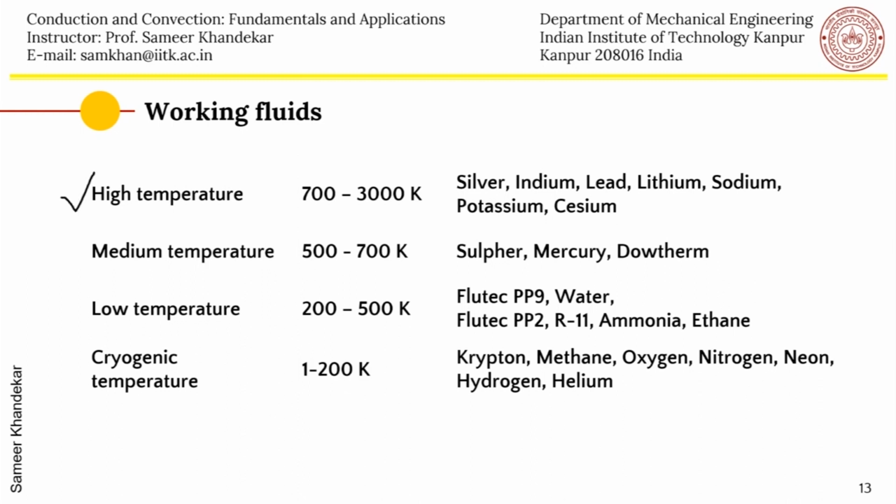In the medium temperature range, we can use sulfur or mercury or Dowtherm. For example, at low temperature, one can use Flutec. These are specialized organic or non-polar fluids which are developed for electronics cooling applications. Then one can use ammonia or water, ethane, for example. And then for cryogenic applications at very low temperatures, you can use oxygen, nitrogen as the working fluid. So mind you, these are the working fluids of the heat pipe which you are filling inside the heat pipe.